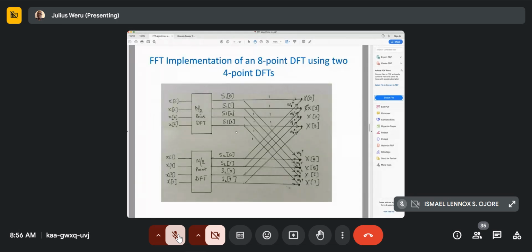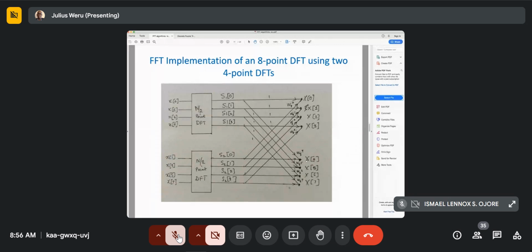X of 1 is simply S1 of 1 added to S2 of 1, that is, from the even and from the odd, and then multiplied with W sub 8 to the power of 1. Then, and so on and so forth. So I think that one you can understand.